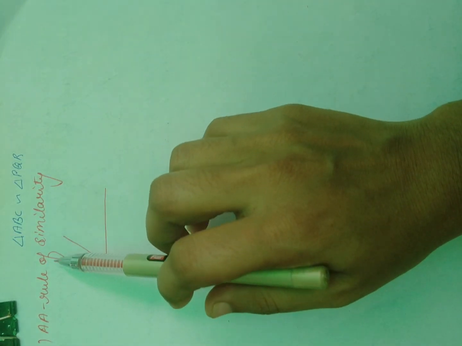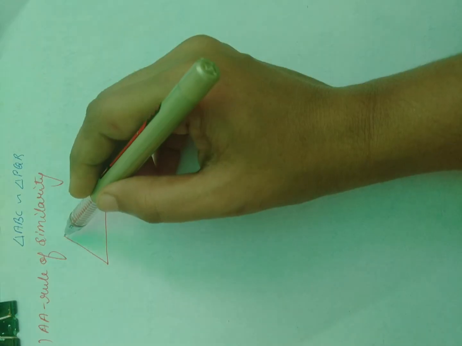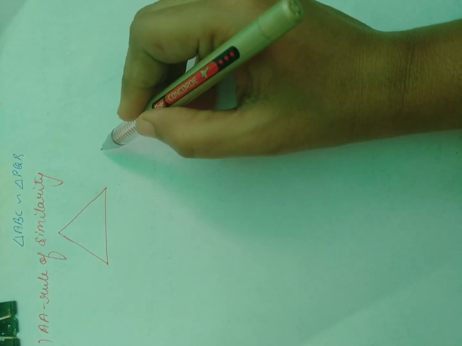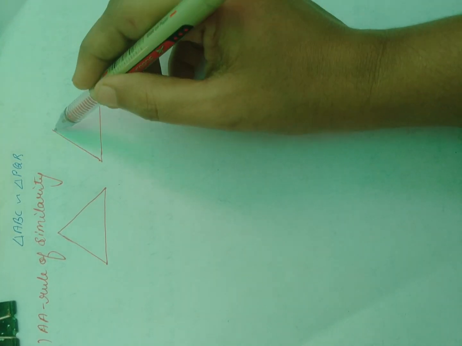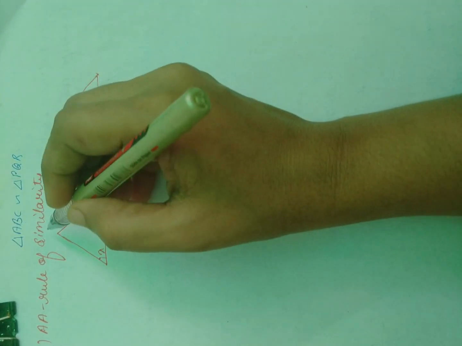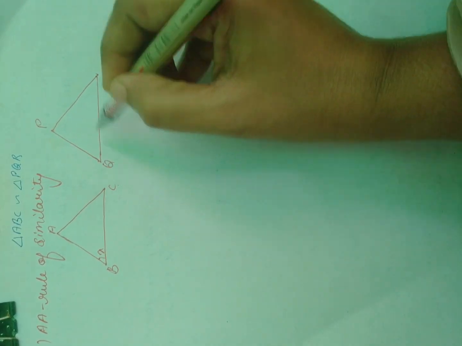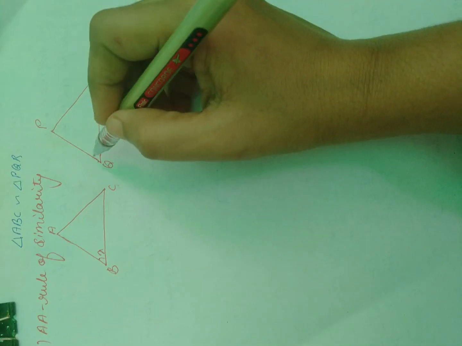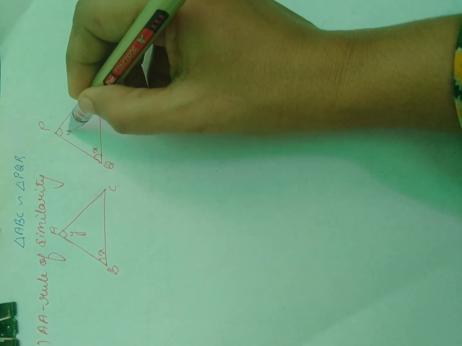The AA rule, or criteria, of similarity. For that, I am going to make two triangles, this is the first one and the second one. Suppose this angle is x; let me name them ABC and PQR. This is x, this will also be x, this is y, and this angle is also y.